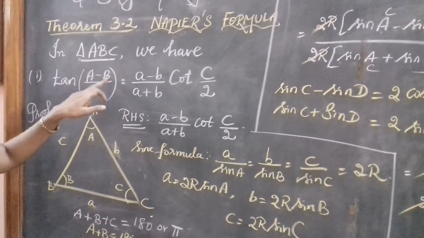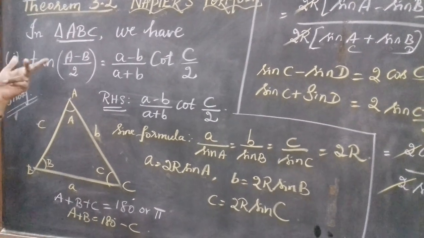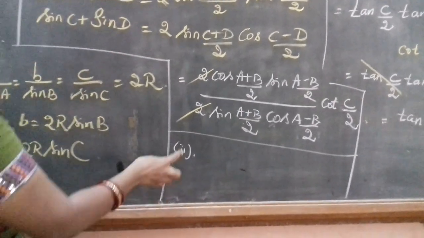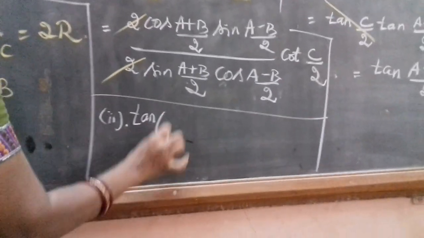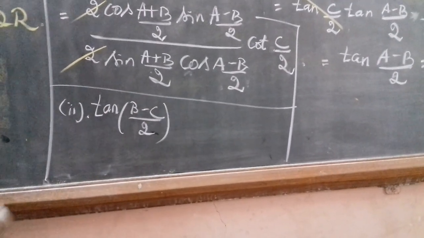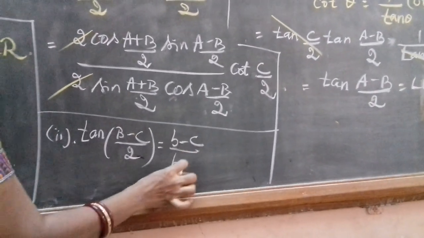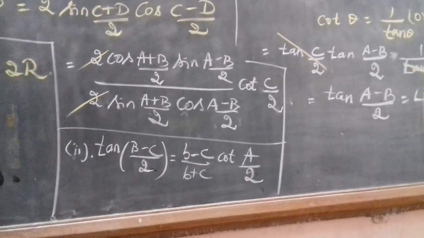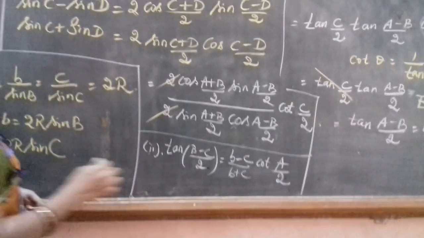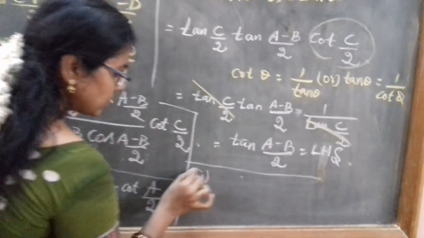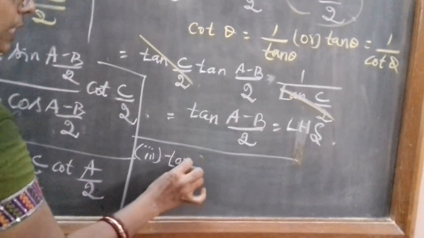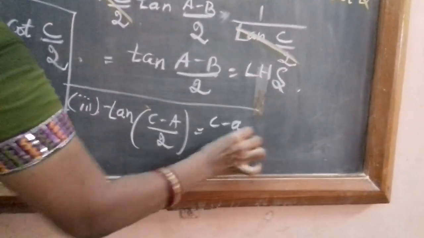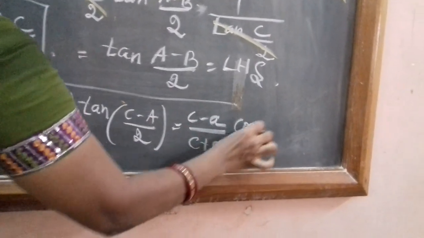Here you have it in the form of A minus B by 2. You can prove tan of (B minus C)/2. Second subdivision, the same theorem we have: tan of (B minus C)/2 is equal to (B minus C)/(B plus C) into cot A by 2. This is the second subdivision. In a similar way we can prove the second subdivision also. And the third subdivision, the same theorem: tan of (C minus A)/2 is equal to (C minus A)/(C plus A) into cot B by 2.